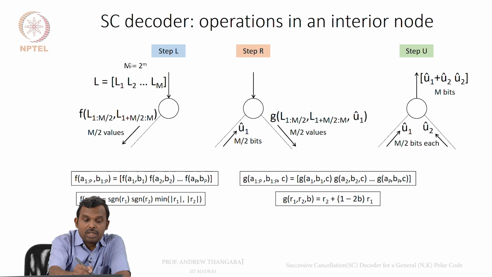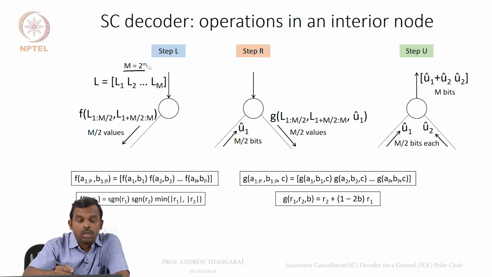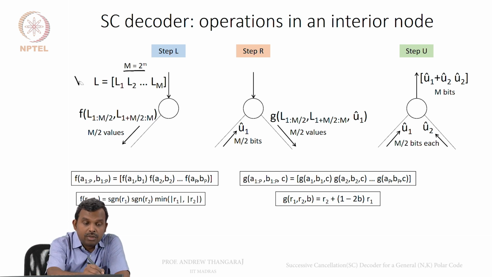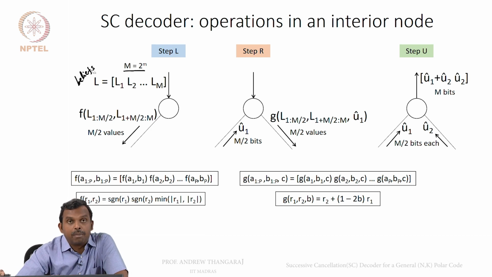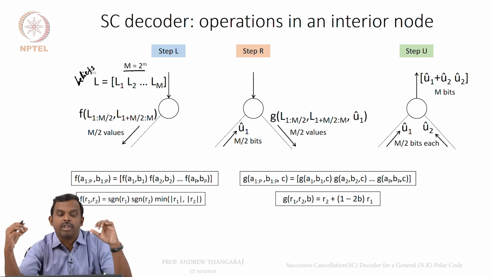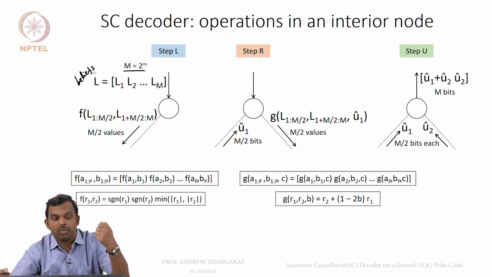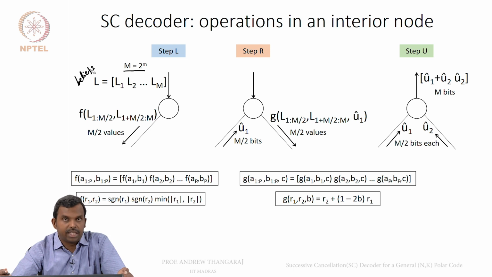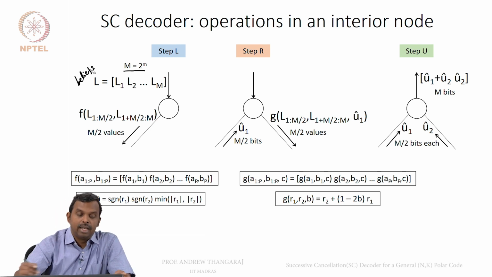Let's have some notation. First, m is 2 to the power of small m; the m can vary. The interior node will receive a set of beliefs, L1 through Lm, m beliefs. You can organize that in a vector, and this is what is received by the interior node. So some interior node receives m incoming beliefs. In step L, which is sending it to the left child, it does min sum.